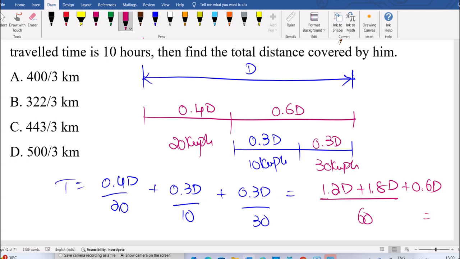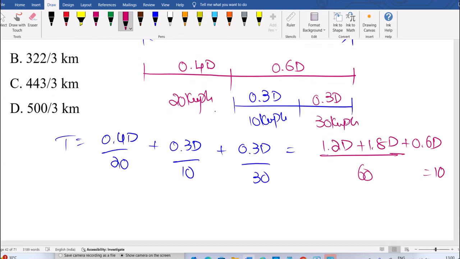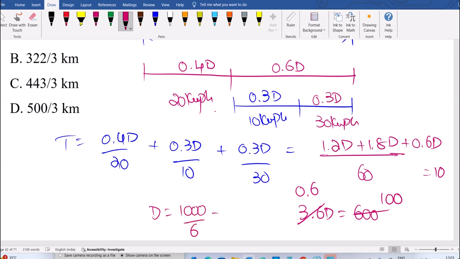Total timing is 10 hours. They already gave that in the question. Now the numerator is 1.2 plus 1.8 plus 0.6, 3.6 D, equals 60 into 10, 600. So D is 600 divided by 3.6, which is 6000 divided by 36, or 1000 divided by 6. 1000 divided by 6 means 500 divided by 3. So option D.